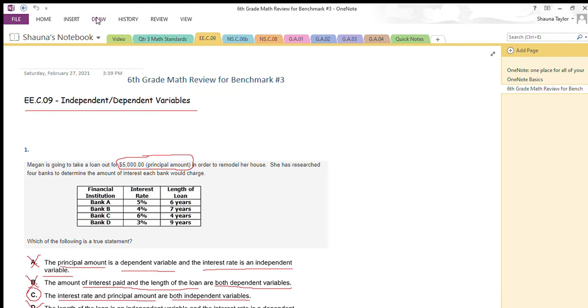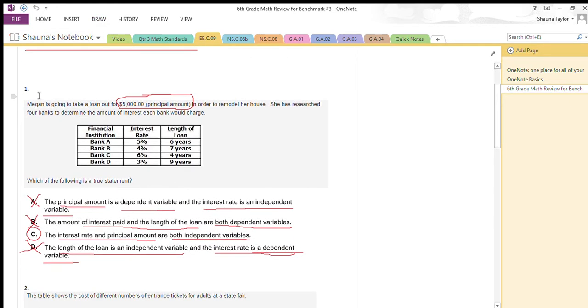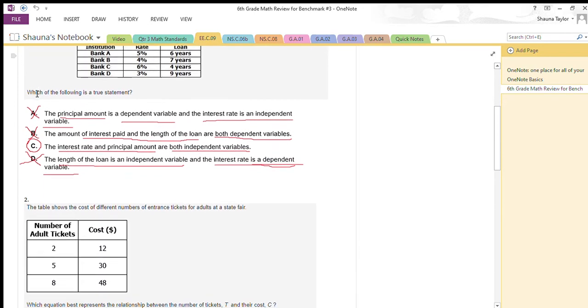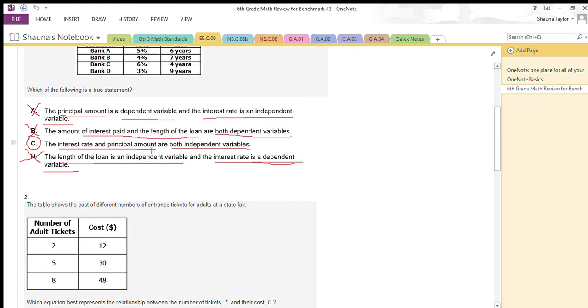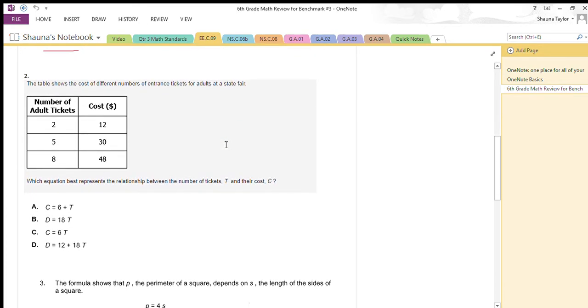So what I did here is I tried doing a first video and it took a little bit longer. So I decided to skip this first problem. The answer was C. The interest rate and principal amount are both independent, but we're going to move forward. Number 2 here. This one is where we work with independent and dependent variables.